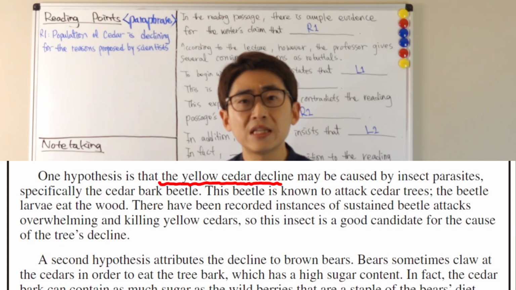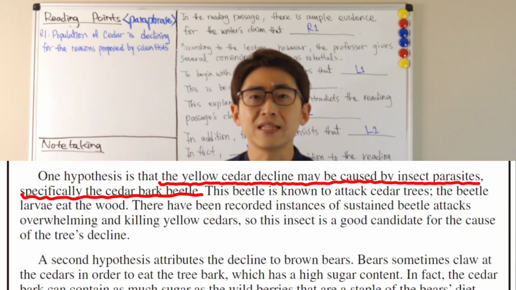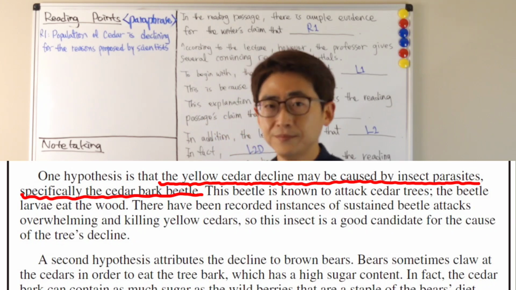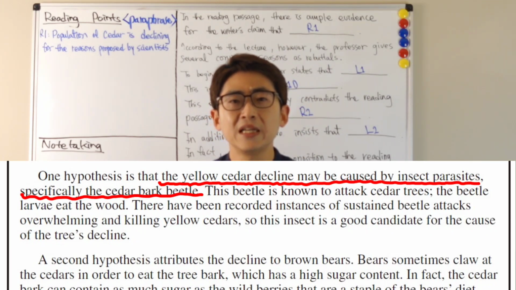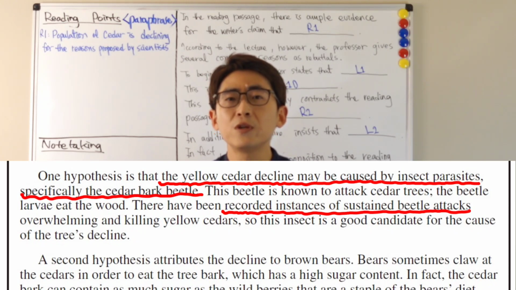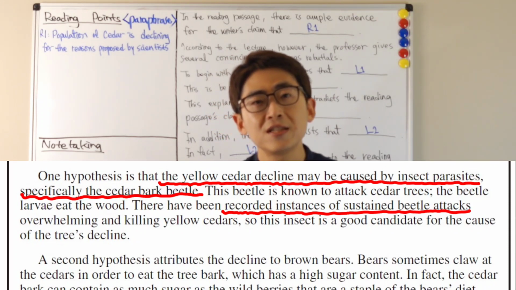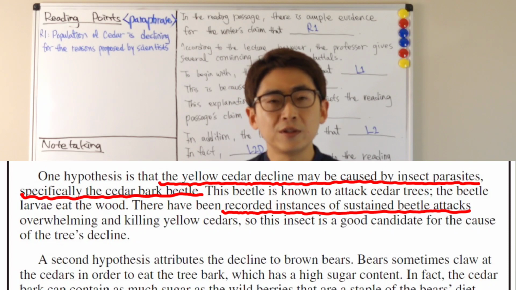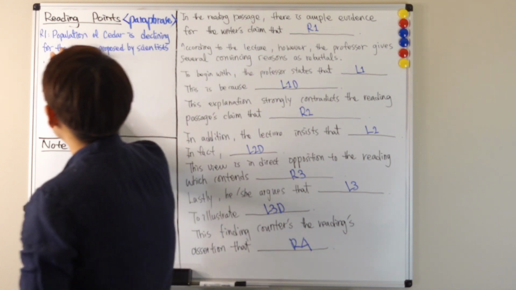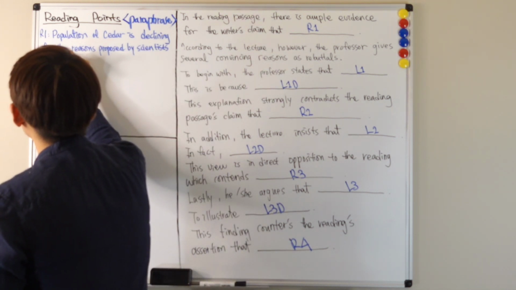The yellow cedar decline may be caused by insect parasites, specifically the cedar bark beetle. But that alone is not enough. So we need to find some extra information from the first paragraph. And here we can find it: recorded instances of sustained beetle attacks. So now we know that the beetle attacks have been repeated. Okay, and we can change the sentence into the one that we like using our own words. And we can say R2, repeated.